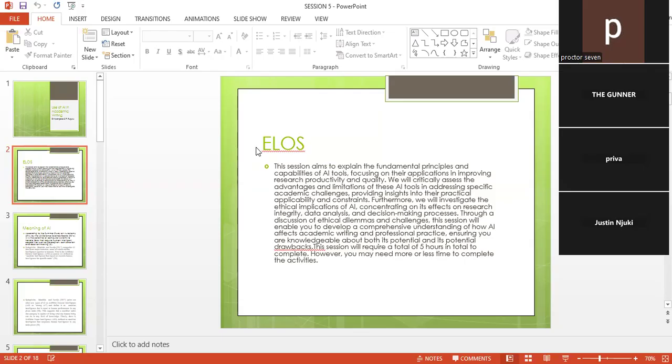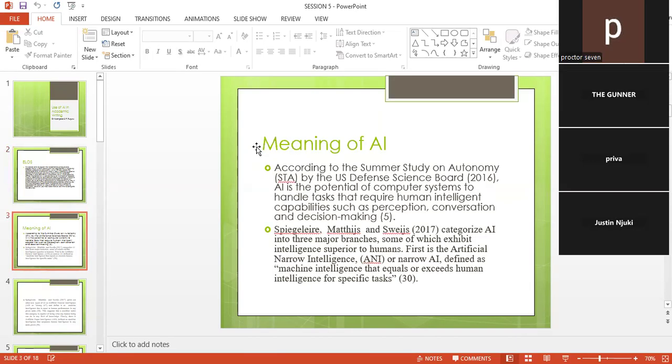And through a discussion of ethical dilemmas and challenges, this session will enable you to develop a comprehensive understanding of how AI affects academic writing and professional practice. So we will look at that. But I don't know how to see it. Don't be fixed. Everything that has disadvantages also has advantages. So we need to be all round and see how to go about it.